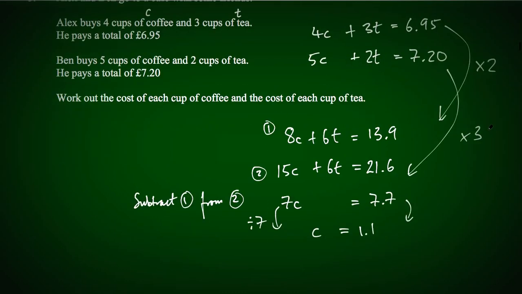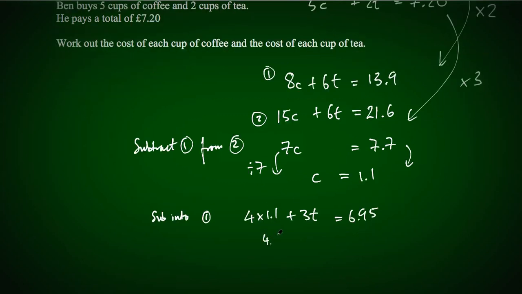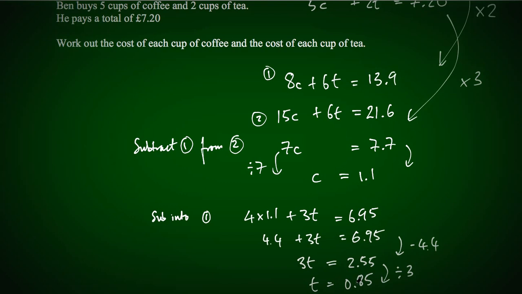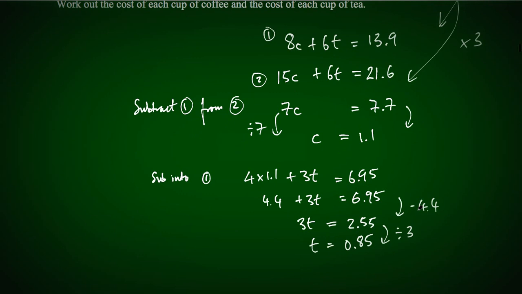I can use one of the original equations up here. Sub into, let's say, equation 1. 4 times coffee, 1.1, plus 3 lots of the unknown cost of tea is 6.95. So that gives us 4.4 plus 3T equals 6.95. Minus 4.4 from both sides. And that gives me 3T equals 2.55. Divide both sides by 3. Gives me T equals 0.85. So that finally put my answers back into the context.